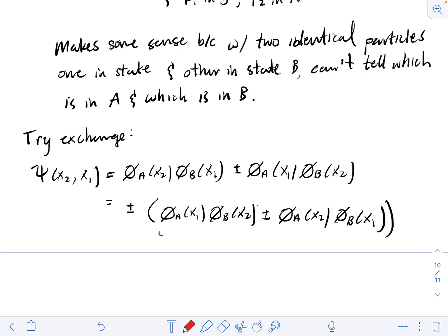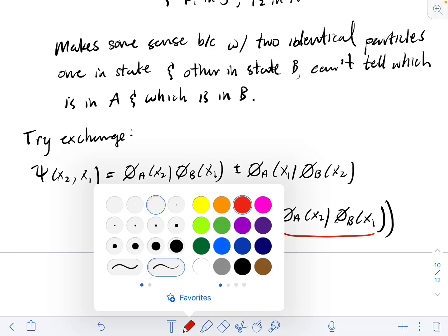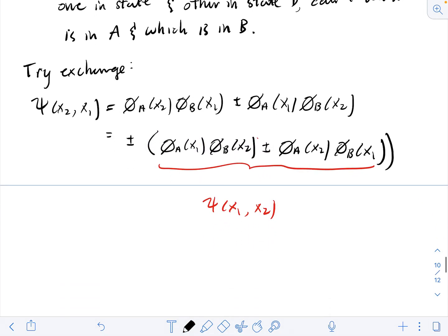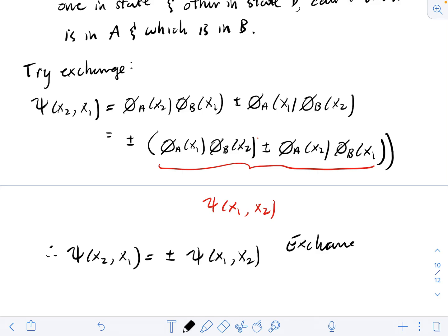All right, but what we have in brackets here is just the original wave function, and all we have is a plus minus out front, and therefore phi x2 x1 is equal to plus minus phi x1 x2. And so the exchange requirement is satisfied.